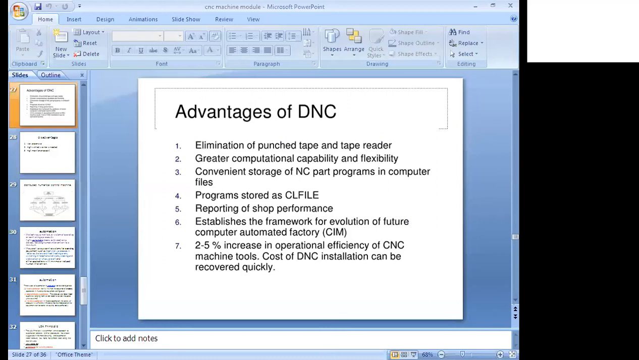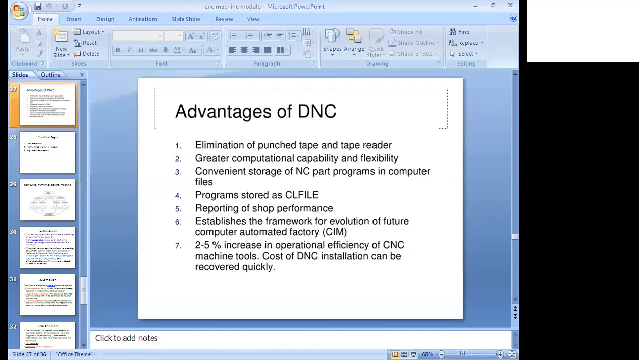First advantage this is. And the second point is greater computational capability and flexibility. Flexibility means that compared to the CNC and NC machines and other lathe machines, DNC is more flexible than that. So you have to write this point also. With greater computational capability, you are able to produce a number of components within a short time. This gives the meaning of greater computational capability and flexibility. The machine is more flexible than the other machines.